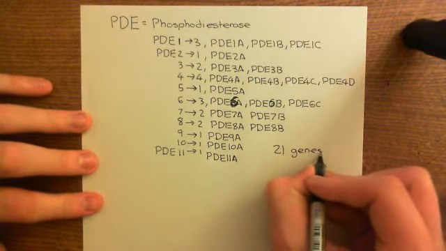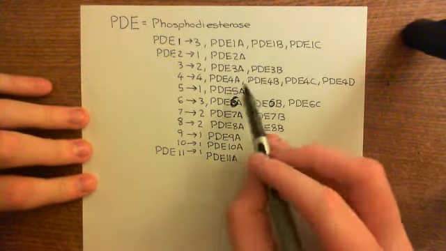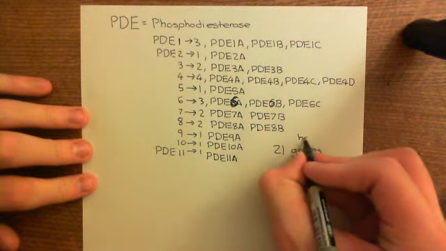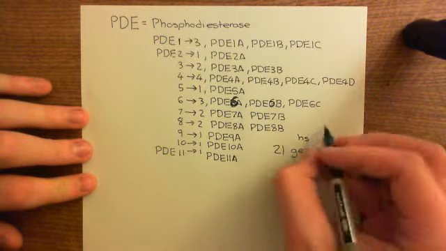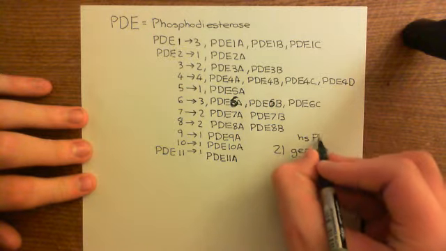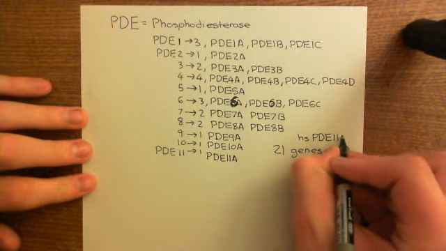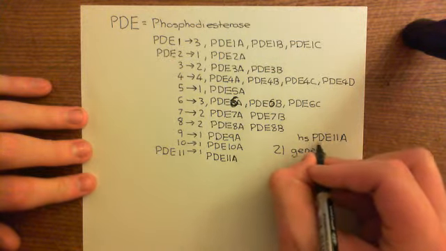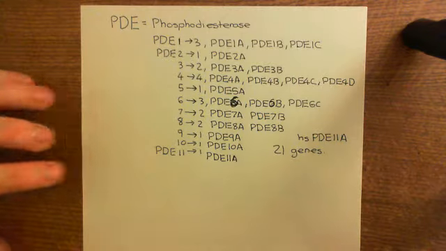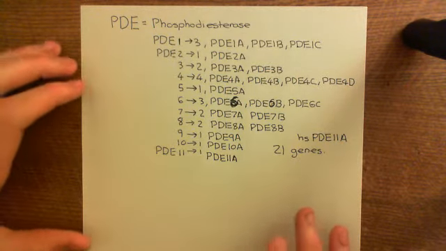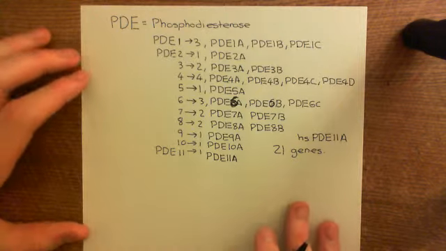If you were being really pedantic, you would stick a little HS in front of the names of all of these genes. For instance, to take 11A as an example, you would call it HS phosphodiesterase 11A, which means Homo sapiens phosphodiesterase 11A, so it refers to our species, because in other species this is quite different. But of course, we're only interested in humans.